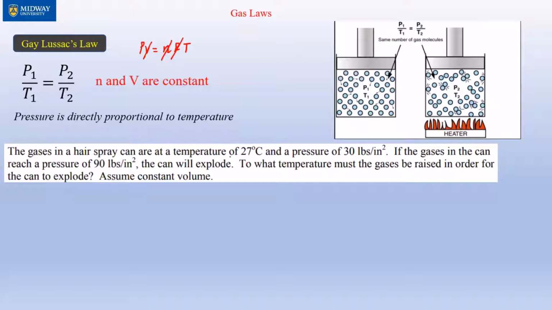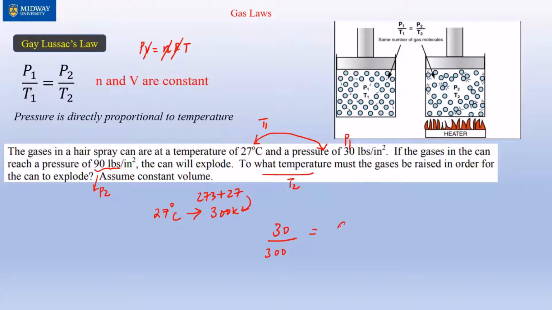The gases in a hairspray can are at a temperature of 27 degrees Celsius and a pressure of 30. So these two go together. This will be your T1, this will be your P1. If the gases in the can reach a pressure of 90, that's P2, you're asked to find T2. All you've got to do is convert 27 degrees Celsius to Kelvin, which would be 273 plus 27, which is 300 Kelvin. So now we know T1 and P1, which is 30 over 300 equals P2, 90, over T2.